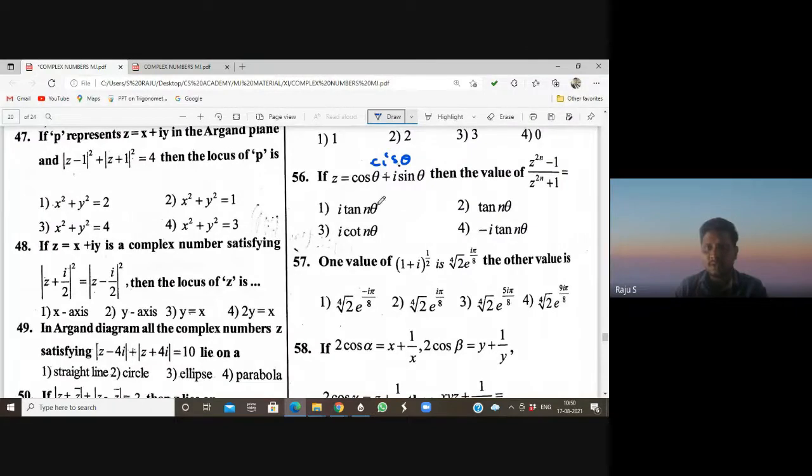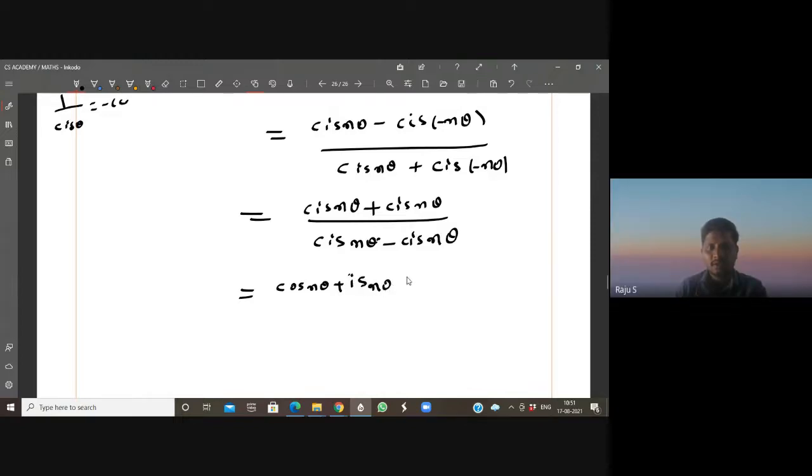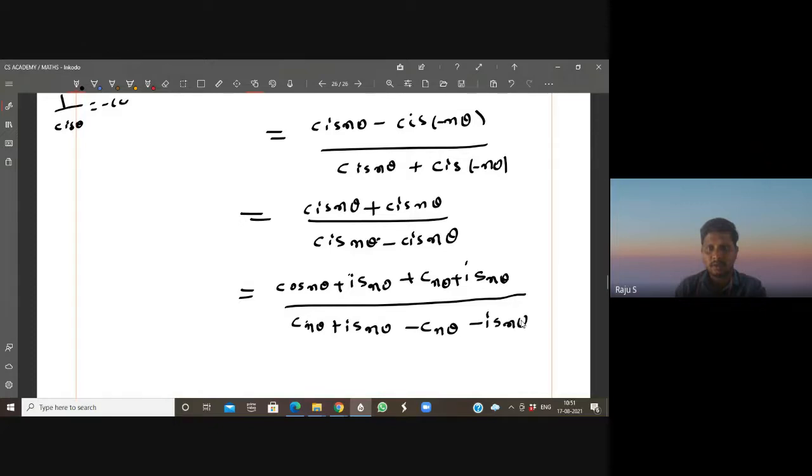Because here the answer they have given is in terms of tan and cot. Only tan n theta will come, because tan theta will be infinite. Shall I write here like this? sin n theta, cos n theta plus i sin n theta by cos n theta plus i sin n theta minus cos n theta minus i sin n theta. I converted in terms of sin and cos because they asked the option in terms of tan.